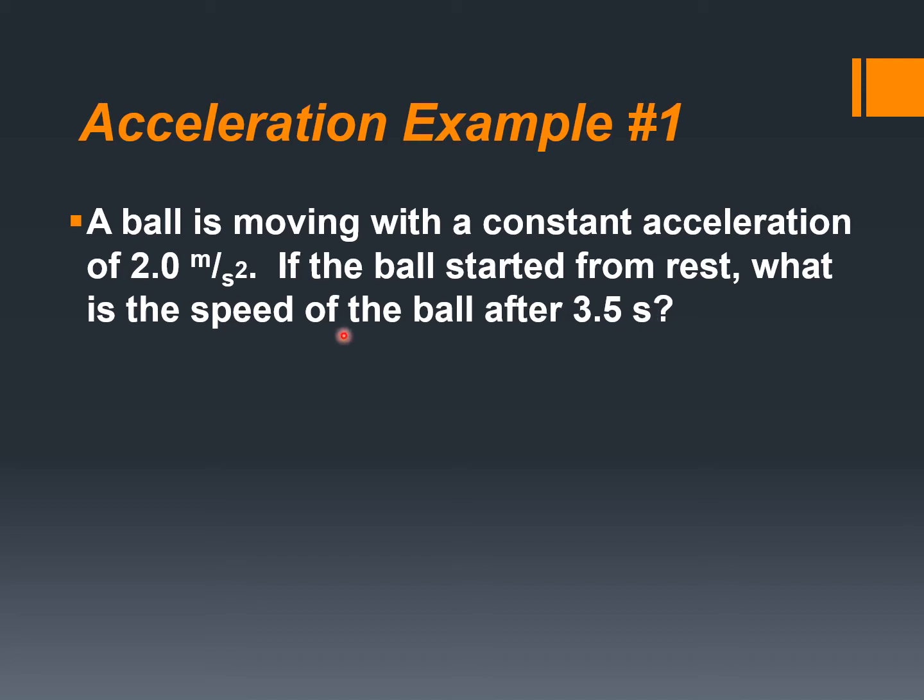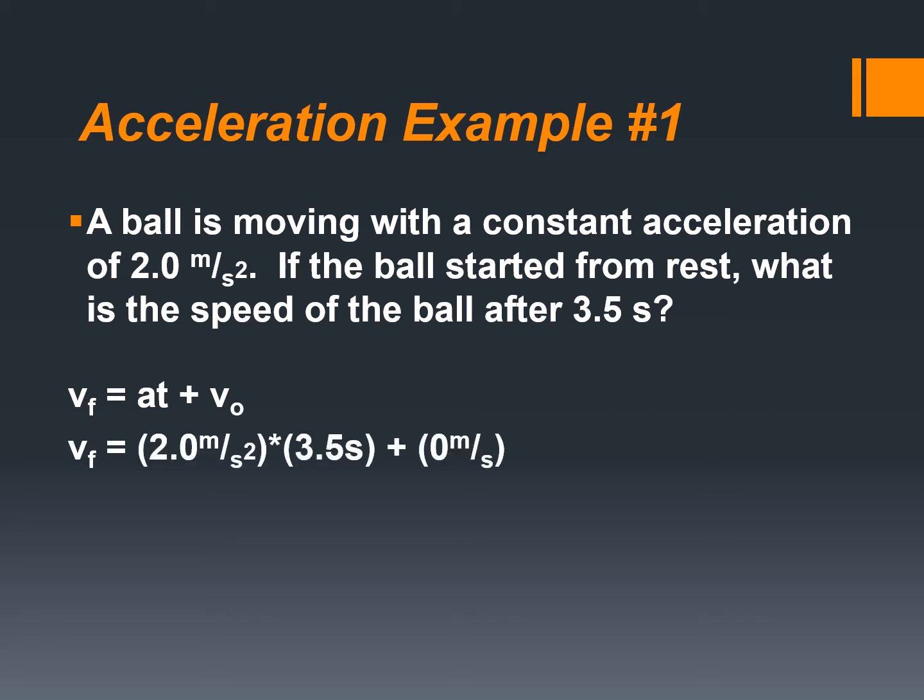So we know the acceleration, the initial velocity, and the time. What are we looking for? It says the speed of the ball after 3.5 seconds. Speed after means final velocity. So we're looking for the final velocity. So what equation gets us from what we know to what we need? Final velocity is going to be equal to acceleration times time plus the initial velocity. Let's plug in what we know. 2 times 3.5 plus 0, and that gives us 7 meters per second.